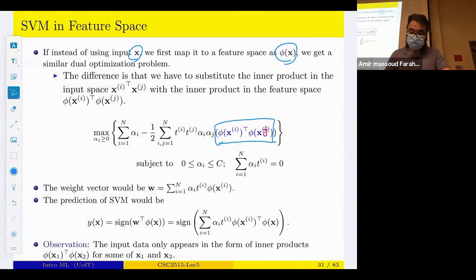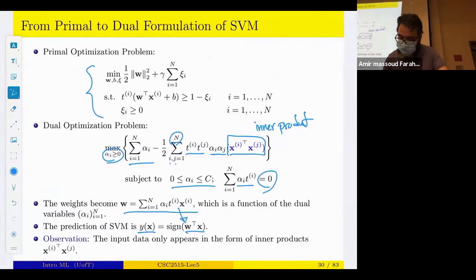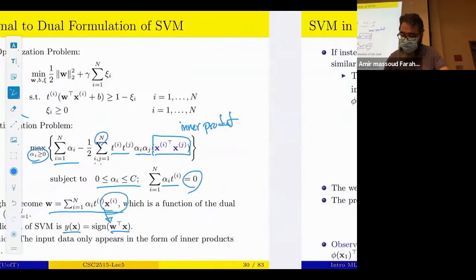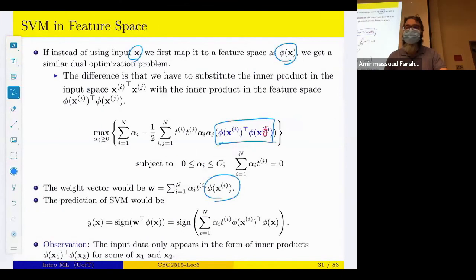Okay, so that's the optimization. The optimization only depends on inner products in the feature space. And then the W's can be written very similarly to before. Before we had summations of xi's, now we will have summations of phi of xi's. And then the prediction of the support vector machine would be the sign of W transpose phi.